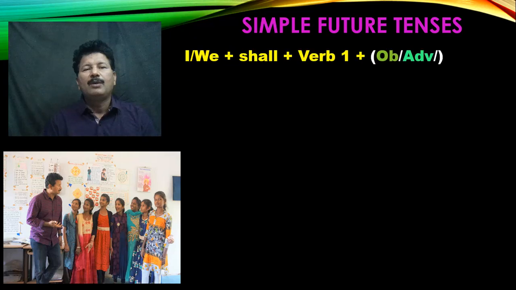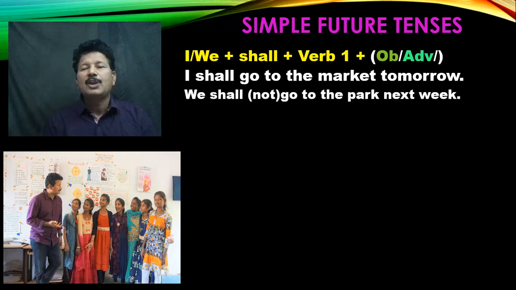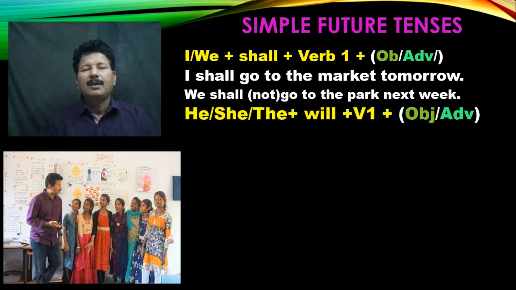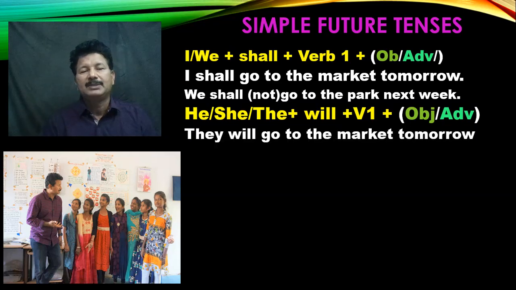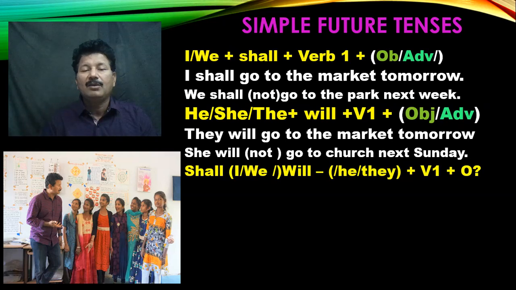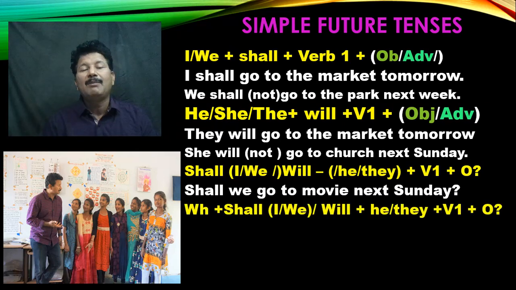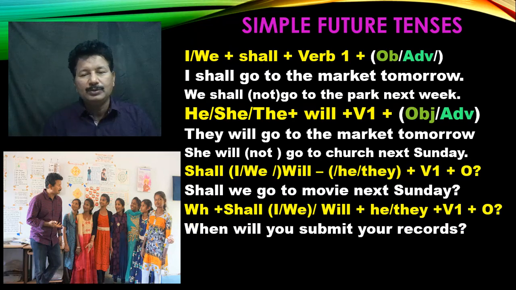Well, now these are the sentence patterns. With I and we, we use shall plus V1, like I shall go to the market tomorrow. We shall not go to the park next week. And for he, she, we use will. So he, she, they will plus V1. They'll go to the market tomorrow. She will not go to church next Sunday. Shall I or will you or will they plus V1. So shall we go to the movie next Sunday? And the WH: where shall we go or what shall we do? So when will you submit your records?